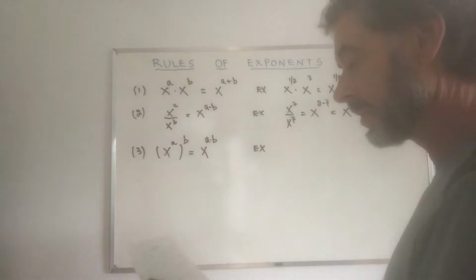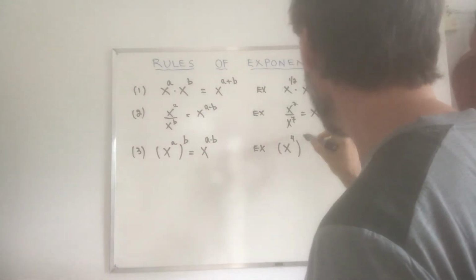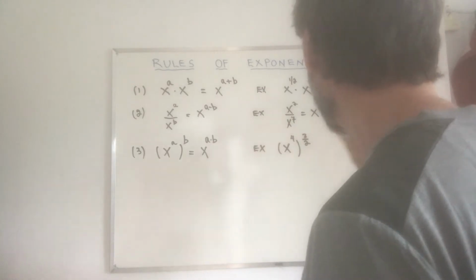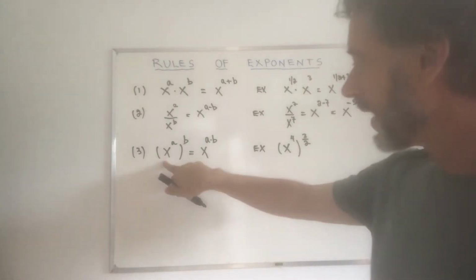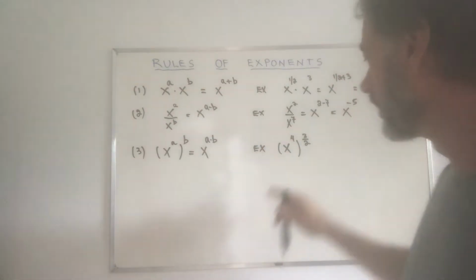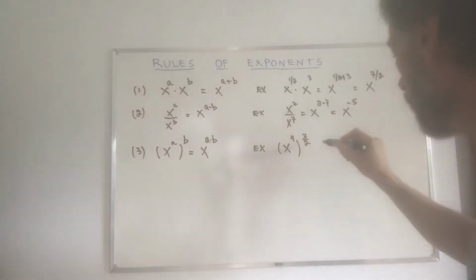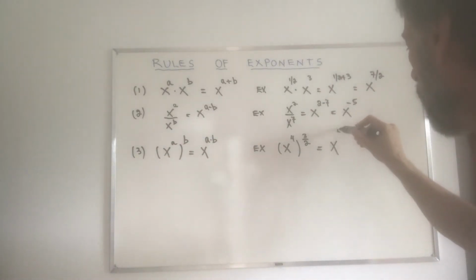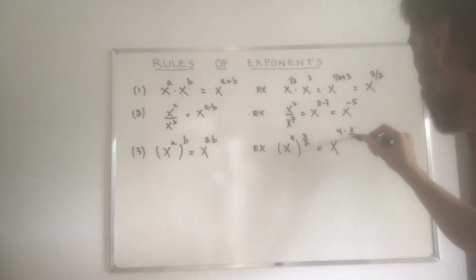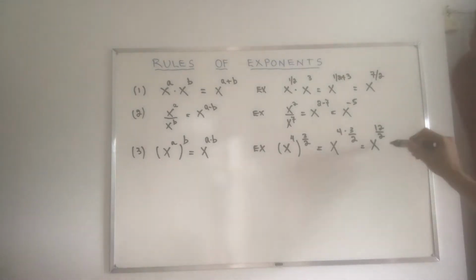Petit exemple. X to the 4, to the power of 3/2. Notice one x, not 2 like in the previous rules, only one x. That means I have a power raised to a power. I multiply them. That is x to the 4 times 3/2. That's x to the what? 12/2. And of course that's x to the 6.